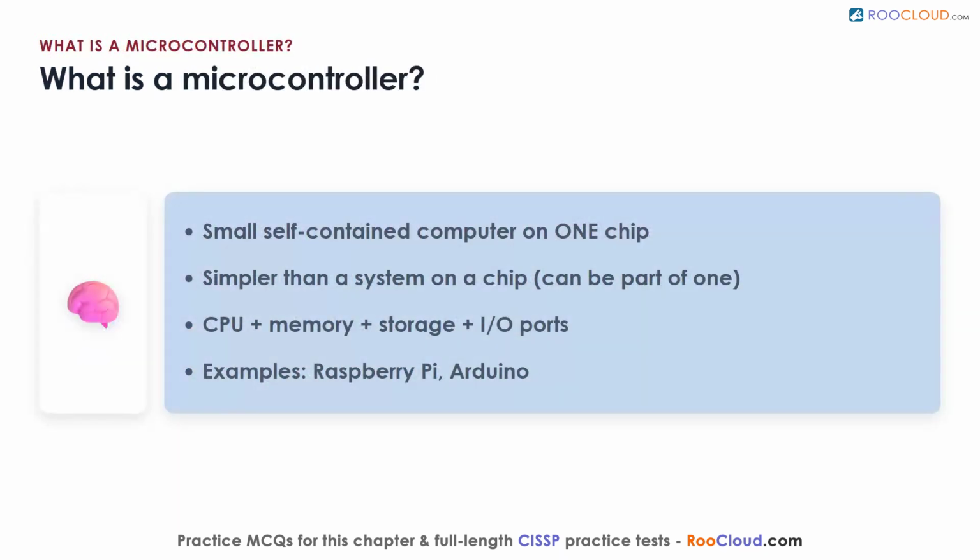What is a microcontroller? It is a small, self-contained computer on a single chip. Simpler than a full system on a chip, but often part of one. It packs a processor, memory, storage, and input and output ports into one tiny package. Familiar examples include Raspberry Pi and Arduino boards. Picture a whole miniature computer shrunk onto something the size of a stamp, cheap enough to embed almost anywhere.